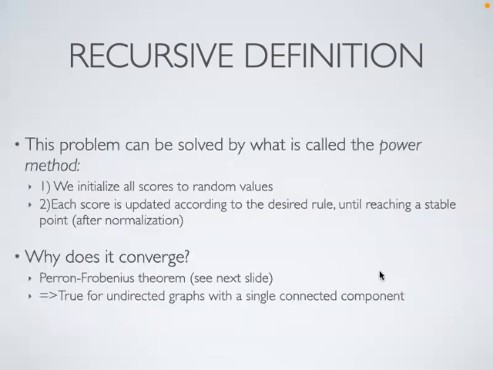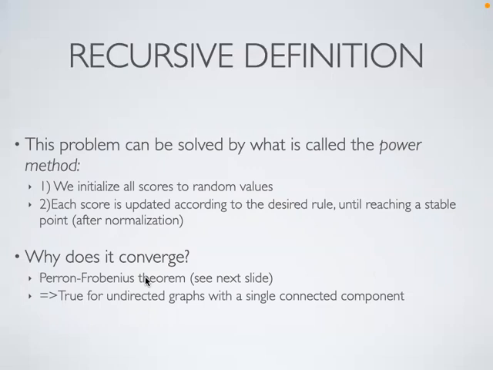And this problem can be solved intuitively by what is called the power method. So we initialize all scores to some random values. Then each score is updated according to the desired rule until reaching a stable point. So you send to the neighbors, you sum what you received, and you start again, and again, until you converge. And why does it converge?